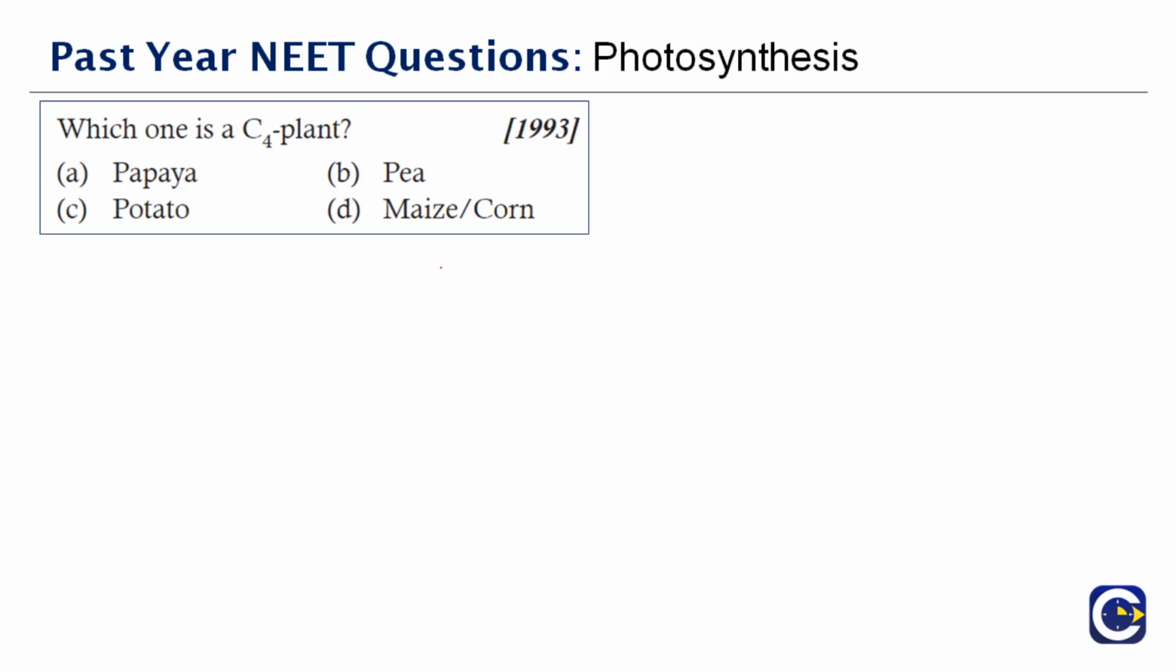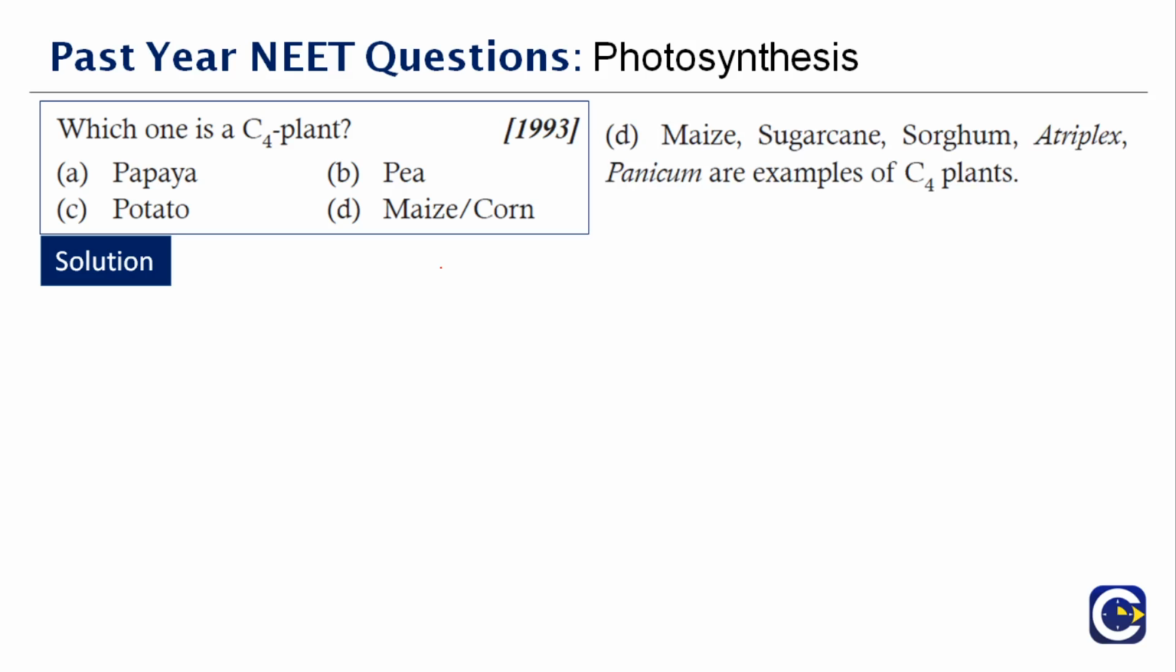Next question here. Which one of the following is a C4 plant? I think you all know the answer because we already saw it in the earlier part. Yes, the right answer is maize and corn. Apart from that, you also have a list of other plants which come under C4. They are sugarcane, sorghum, atriplex. So these are some of the examples of C4 plants.